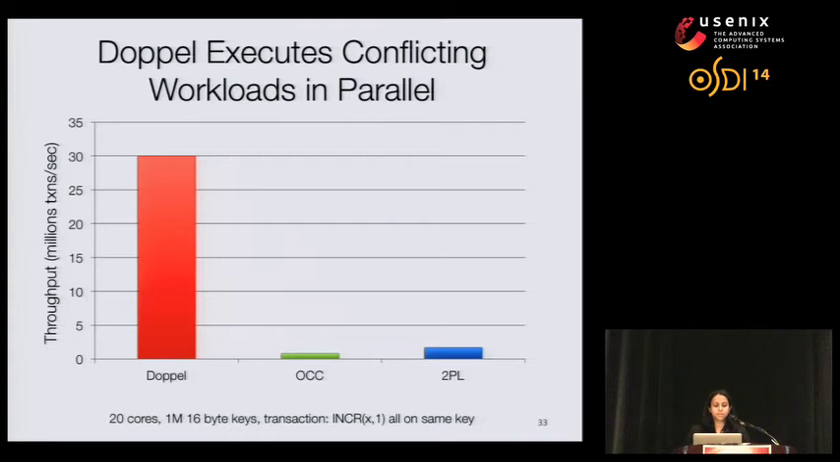This graph demonstrates one of the most extreme cases where phase reconciliation can help. This is a workload of increment transactions where every single transaction is incrementing the same key, and we're running this on 20 cores. What we see here is that Doppel gets much better performance than optimistic concurrency control or two-phase locking because it's able to execute the conflicting writes in parallel, leveraging the 20 cores. OCC and 2PL can't, and they have to execute the transactions serially. So Doppel gets roughly 20 times the performance of 2PL in this case.